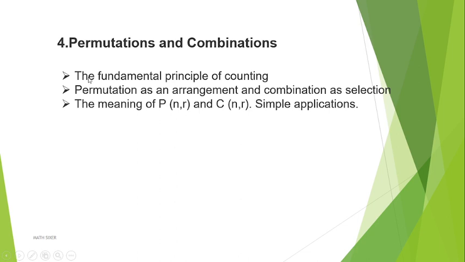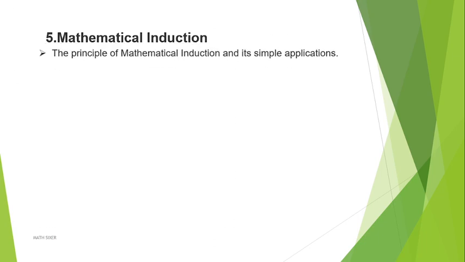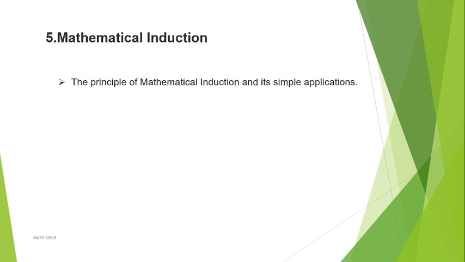Next we have permutations and combinations, and in this we have only 3 subtopics: the fundamental principle of counting, permutations as an arrangement and combination as selection, and the meaning of P(n, r) and C(n, r) and simple applications based on permutations and combinations. Next is mathematical induction, one of the methods to solve problems. In this we will see the principle of mathematical induction and its simple applications. This is a small topic.